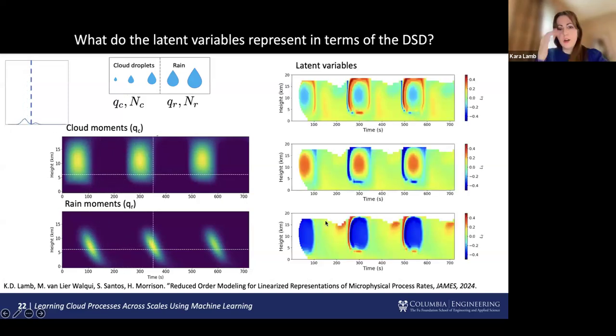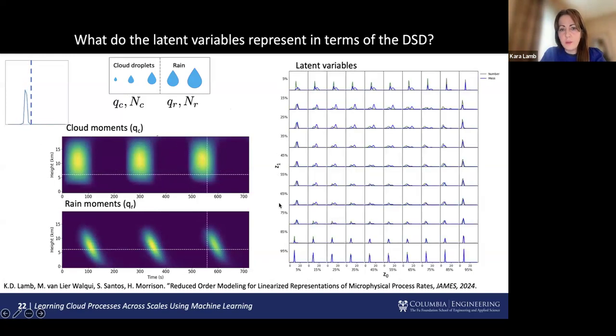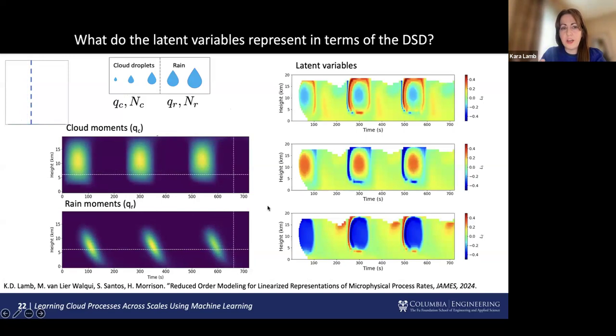So I can now show you what these 3 latent variables look like. They're continuously varying in space. We don't see that clear separation between cloud and rain moments. And you really need all 3 of these variables together to interpret what that means in terms of the droplet size distribution. So we can also use the trained decoder function to map out what these latent variables mean in terms of the droplet size distribution.